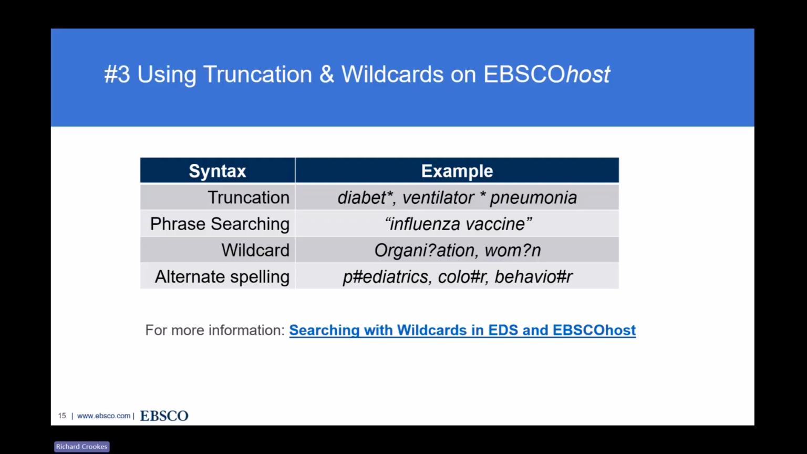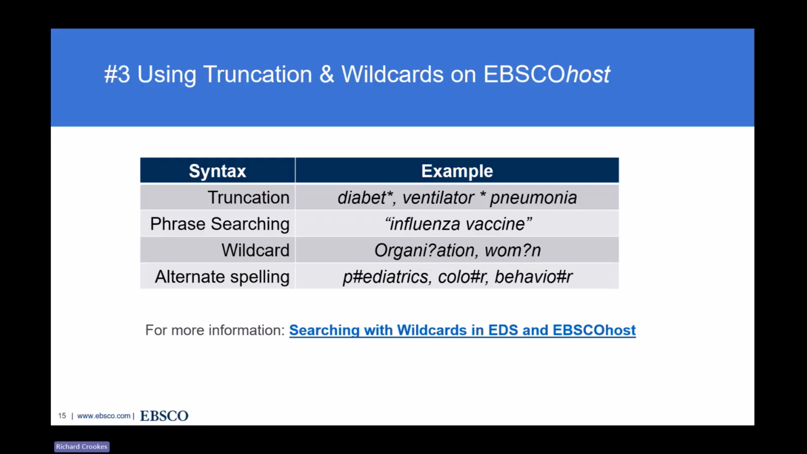So if you have a concept like ventilated pneumonia, which can also be rendered ventilator-acquired pneumonia or ventilator-associated pneumonia, if you place the asterisk between the two terms, you'll find all three variations. Okay. For exact phrase searching, please use the double quotation marks. So again, using the influenza vaccine there, and that will then retrieve records where at least this phrase is mentioned at least once in the citation.